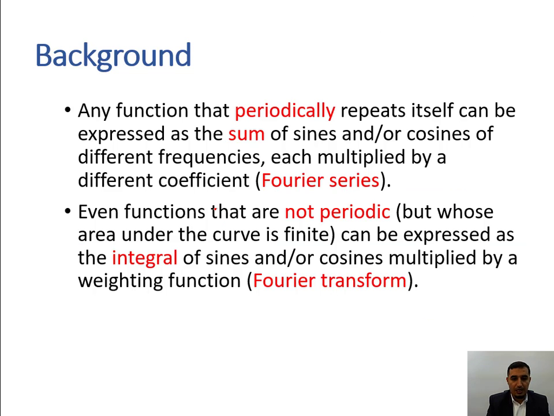First of all, we need to know that any function that periodically repeats itself can be expressed as the sum of sines and cosines of different frequencies, each multiplied by a different coefficient. This is what we call the Fourier series. Even functions that are not periodic, but whose area under a finite curve is finite, can also be expressed as an integral of sines and cosines multiplied by a weighting function, which is the Fourier transform.